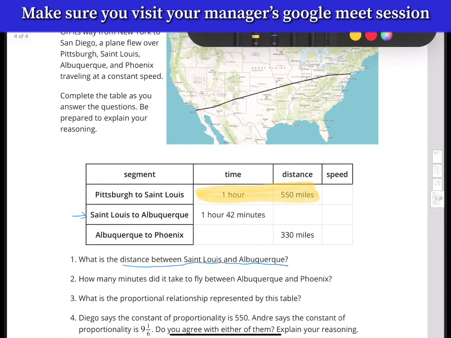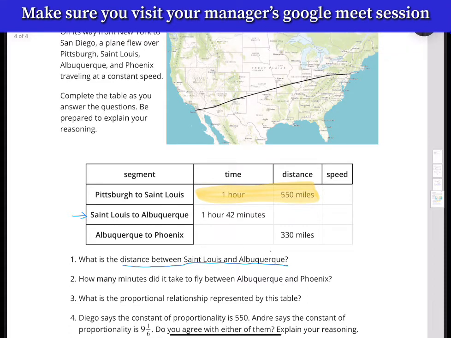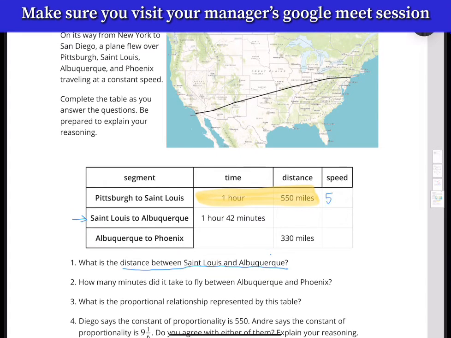So let's start off by looking at this. It says from Pittsburgh to St. Louis, what's the speed? I know you guys don't know this, but anytime you want to calculate speed, you will have to divide distance by time. And therefore, if the time is 1 hour, the distance is 550 miles, you could say they're going 550 miles per hour. I'll put MPH in parentheses so you know what it means.